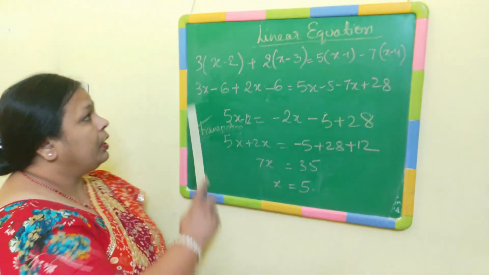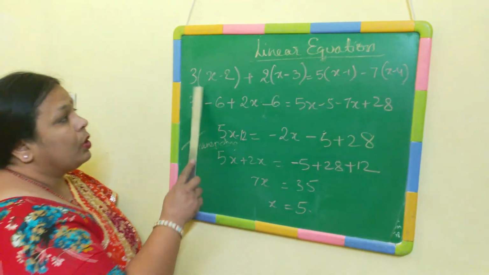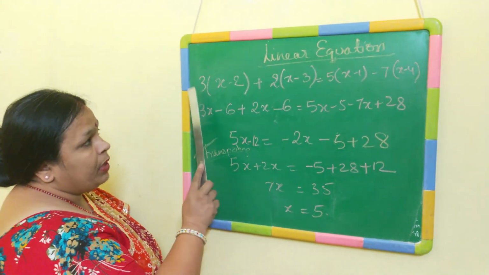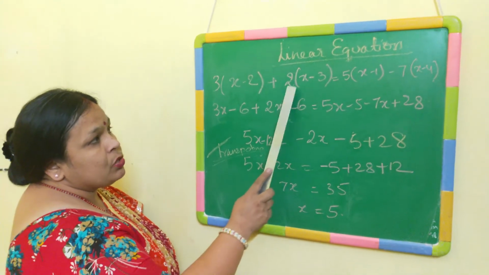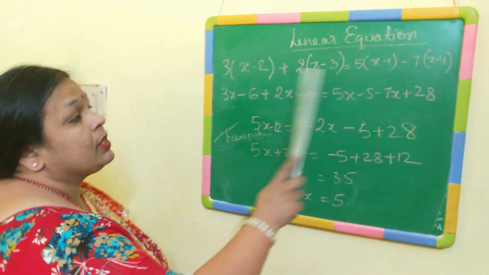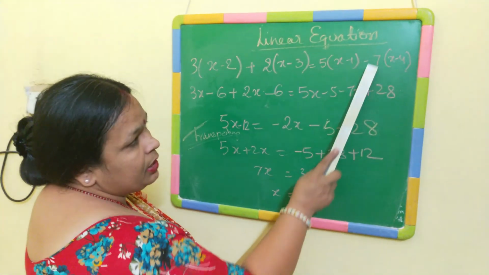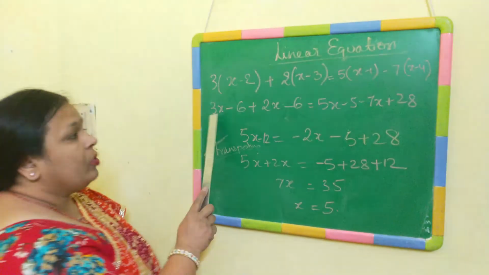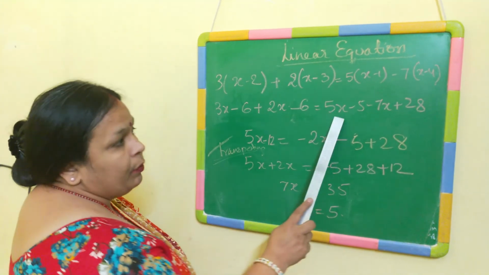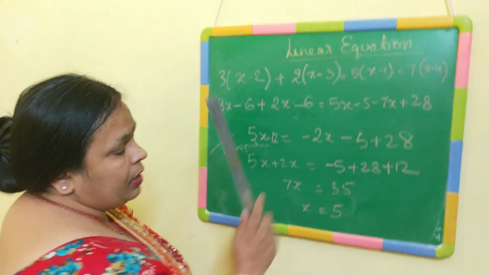So now we are taking an example where the LHS and RHS are looking a bit complicated, but they are very easy to solve. 3 into x minus 2 will lead you 3 into x is 3x. 3 into minus 2 is minus 6. Plus 2 into x minus 3 is 2 into x is 2x. Plus 2 into minus 3 is minus 6. Similarly here 5x minus 5 and this is minus 7x minus into minus plus 7 into 4 is 28. Now solving these two, that is 3x plus 2x is 5x, minus 6 is minus 12. 5x minus 7x is minus 2x, minus 5 as it is and plus 28 as it is.